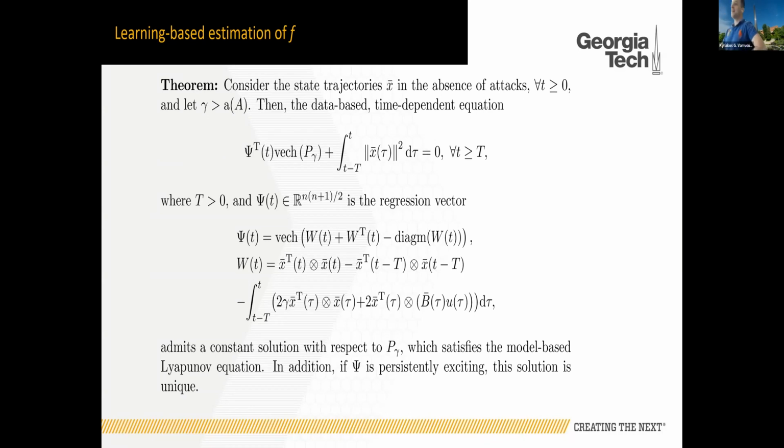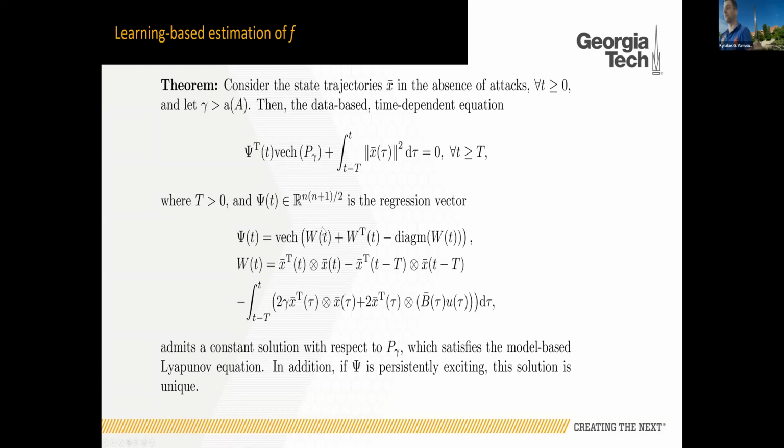Now let's start building the learning. Again, I have the state trajectory that you saw before, in the absence of attacks. So the data-based time-dependent equation can be defined like that. The vector is a vectorized form of the P gamma. Of course, P gamma is unknown, so I will define some unknown weights there. Given that this psi is persistently exciting, I can learn the solution in a completely data-free way. As you see here, I don't require any information about the system.